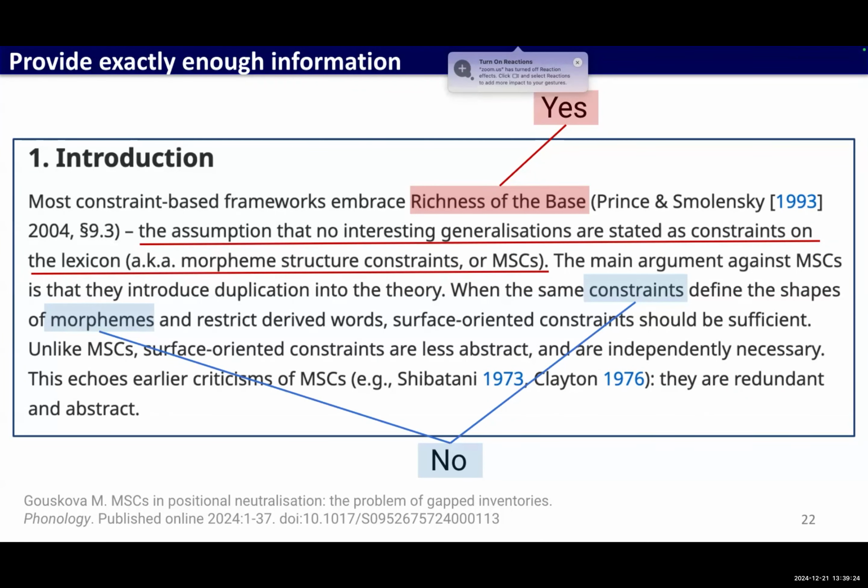And then if we go deeper into it, it says the main argument against morpheme structure constraints is that they introduce duplication into the theory when the same constraints define the shapes of morphemes and restrict derived words and so on. So here's a whole bunch of other technical terms, constraints, morphemes, and she doesn't define them because that's not necessary, right? If you were to tell a phonologist constraints, by that I mean blah, blah, blah, or morphemes, by that I mean X and Y, they'll be annoyed, right? So you have to differentiate between what can I assume, don't share that, what can I not assume, explain that, right? And that's a skill that you will develop and not always get right.